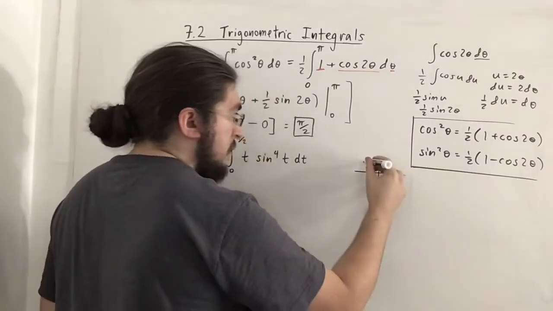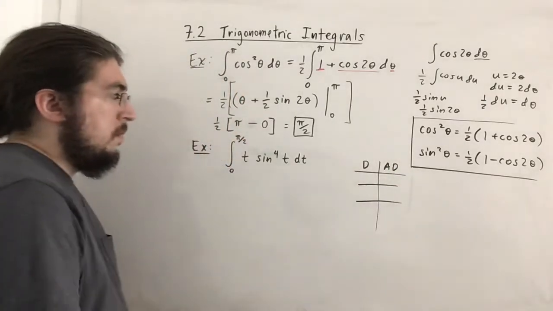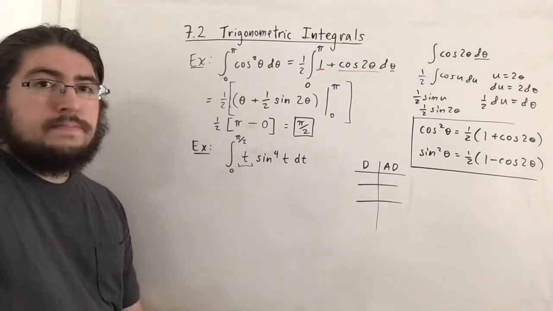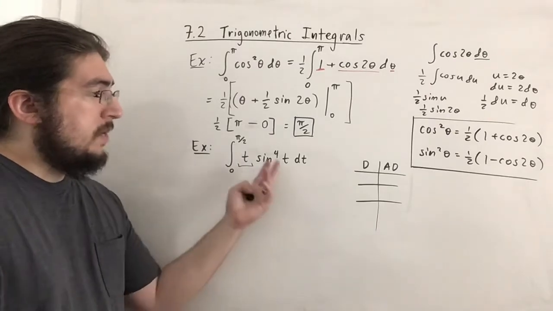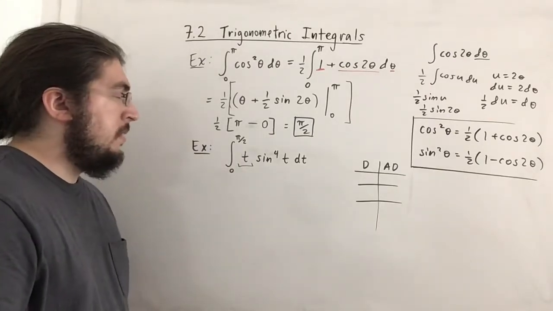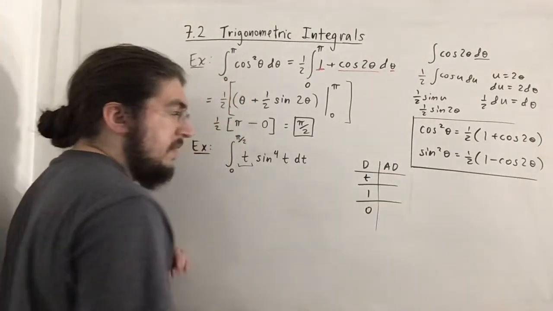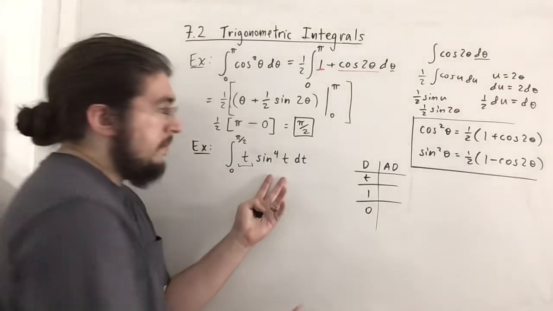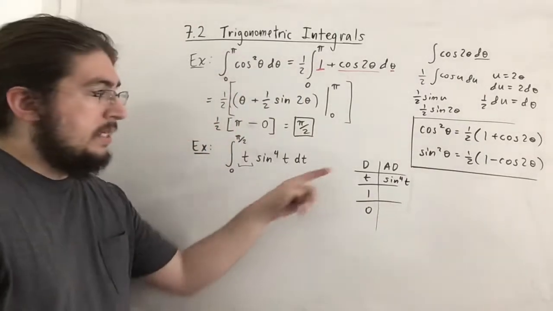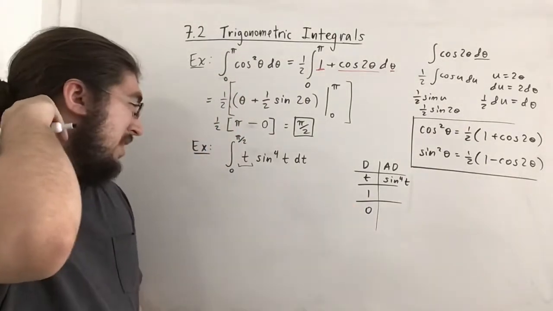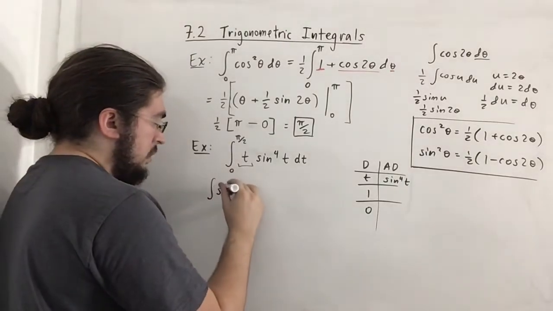So recall, for tabular method we need a derivative column and an antiderivative column. For the derivative column, we'll start with, of course, what we want u to be, and if you recall from LIATE, an algebraic expression would have priority to be u over a trig expression. So t is going to be our starting point here. Its derivative is 1, and the derivative there is 0. Then we're going to find the antiderivative of sine to the 4th of t until we match this. So with that being said, really we want to find the integral of sine to the 4th of t.